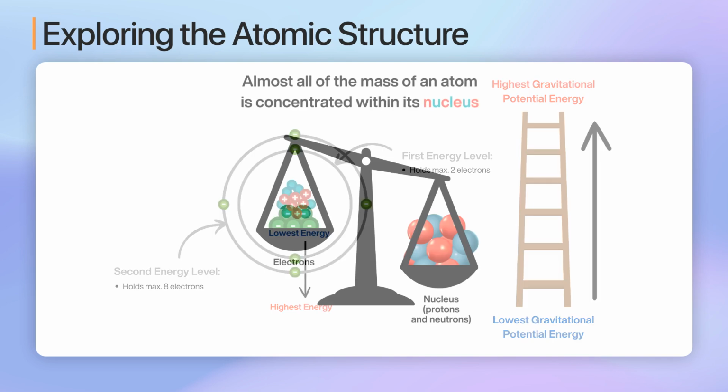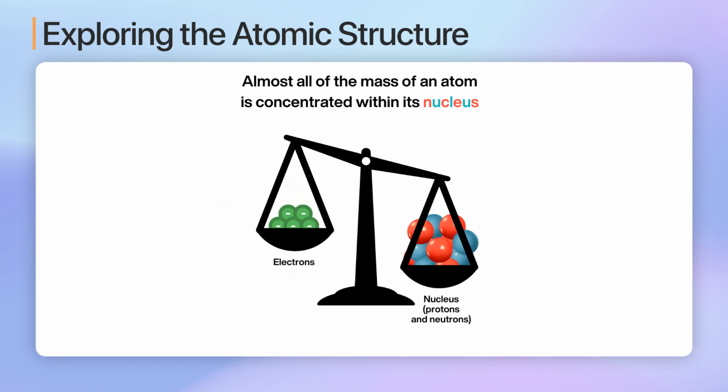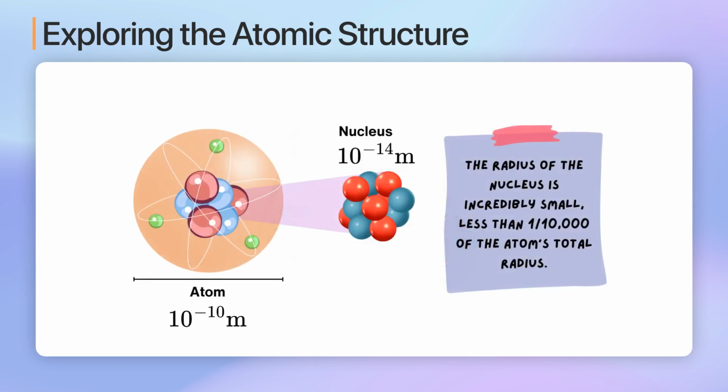Even though the electrons occupy the majority of the space in an atom, they contribute almost nothing to the atom's mass. Nearly all the mass of an atom is concentrated in its nucleus due to the protons and neutrons. The radius of the nucleus is incredibly small, less than 1/10,000th of the atom's total radius. This means that almost all the mass of the atom is packed into a very tiny space.